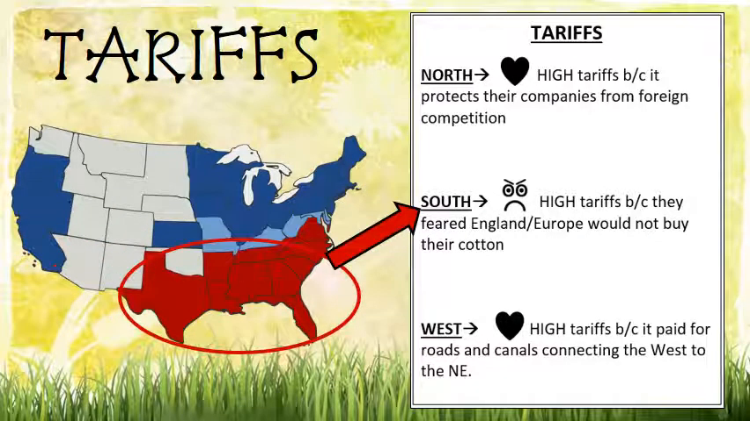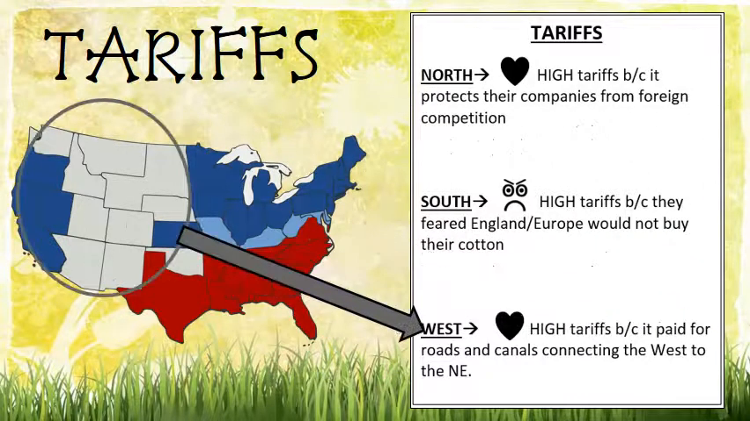The South, however, hates high tariffs. Go ahead and draw the heart, draw the frowny face. Sometimes drawing things helps it stick better. So the South hates high tariffs because they feared that England or Europe altogether would not buy their cotton. They thought that if we jack up their prices, they're going to be mad at us, and then they're not going to buy our cotton. So we were afraid it was going to ruin our business relationship with other countries.